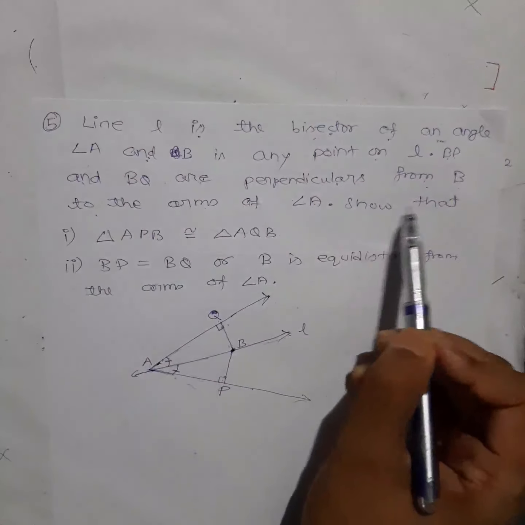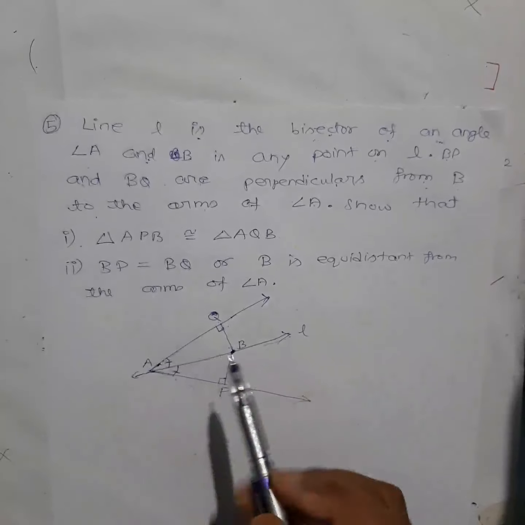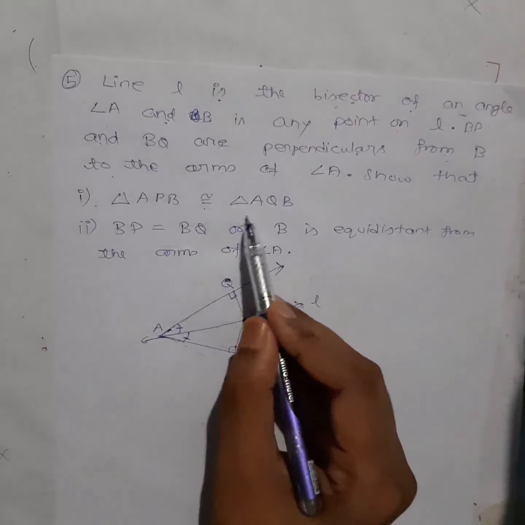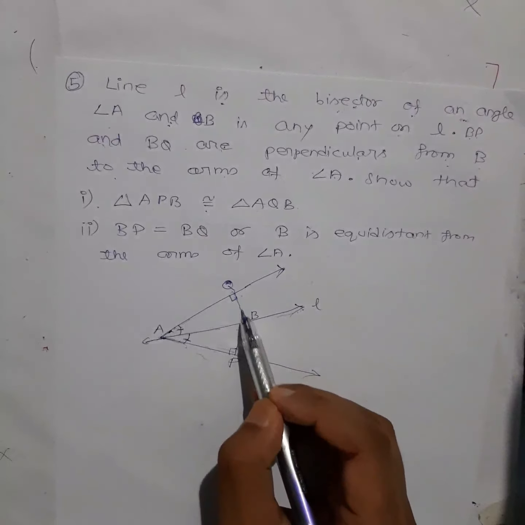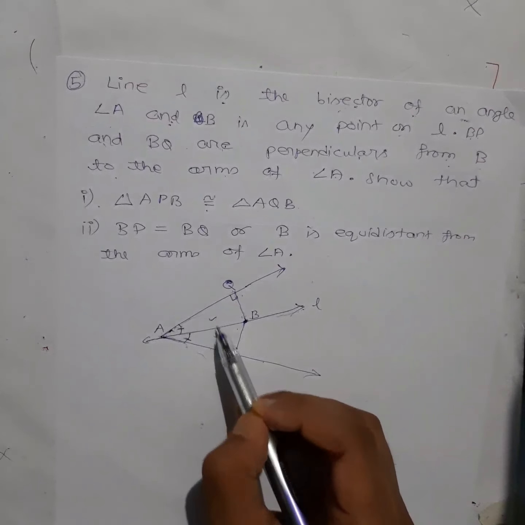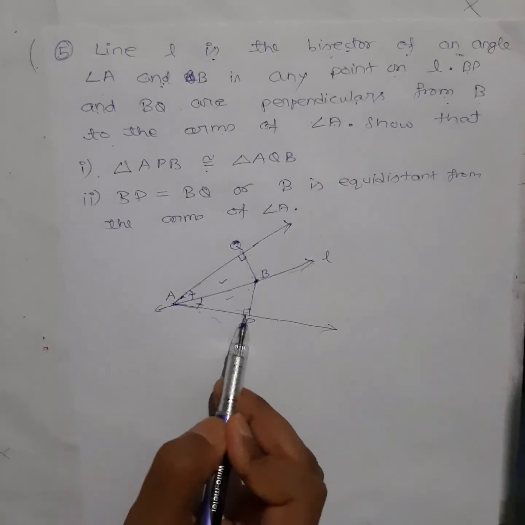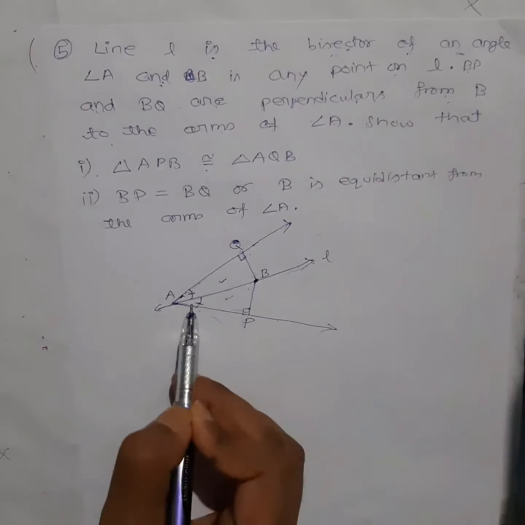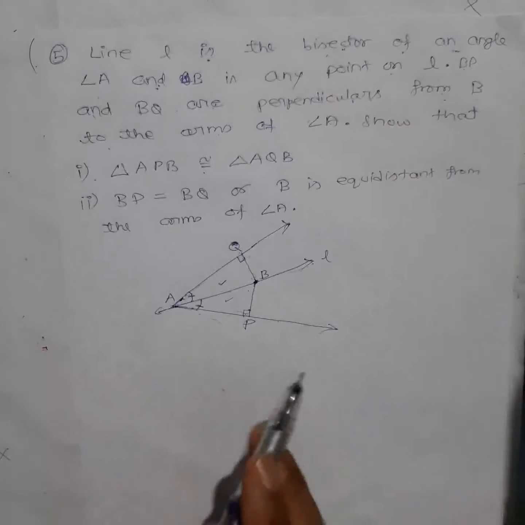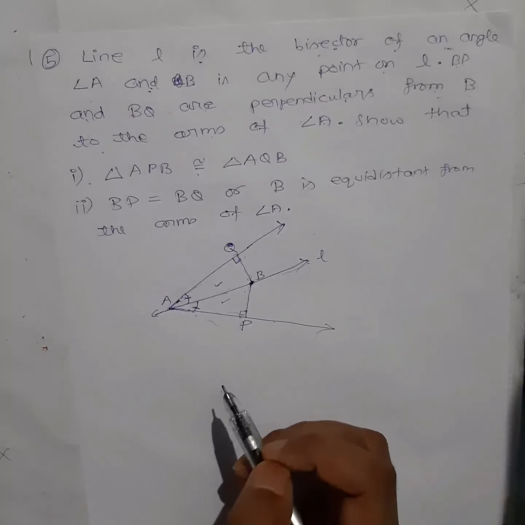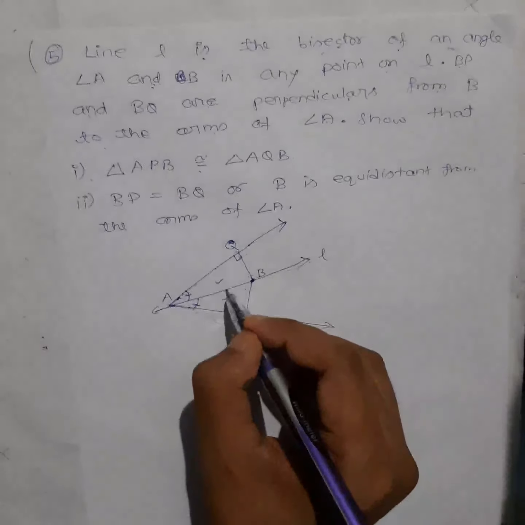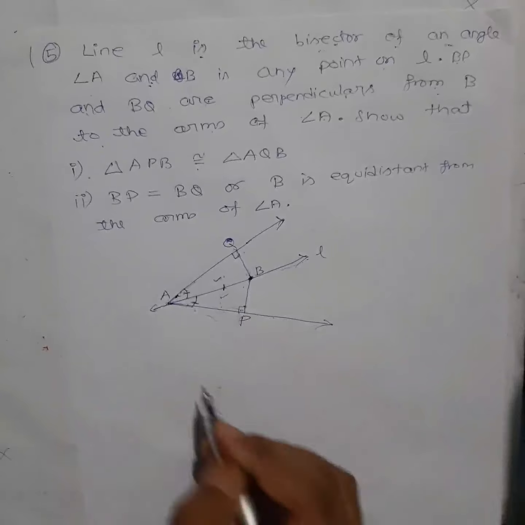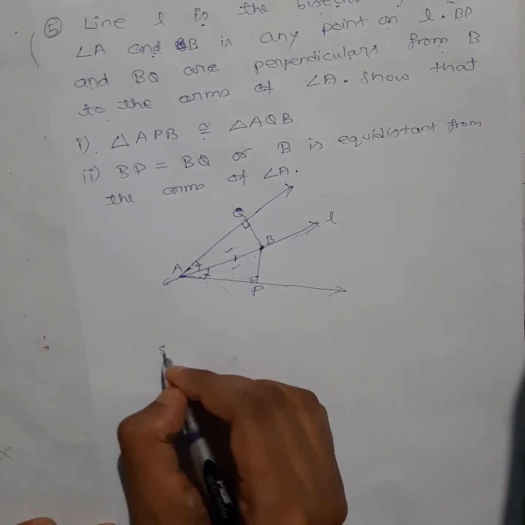Next, show that number 1, triangle APB is congruent to triangle AQB. So this triangle and this triangle, now I have to show it is congruent. Now you can see in these two triangles, this angle and this angle are equal. So the angle I already got. The only thing is I have to show one side, right? So can I say this side is the same, common? So can I say these two triangles are congruent or not? Yes.